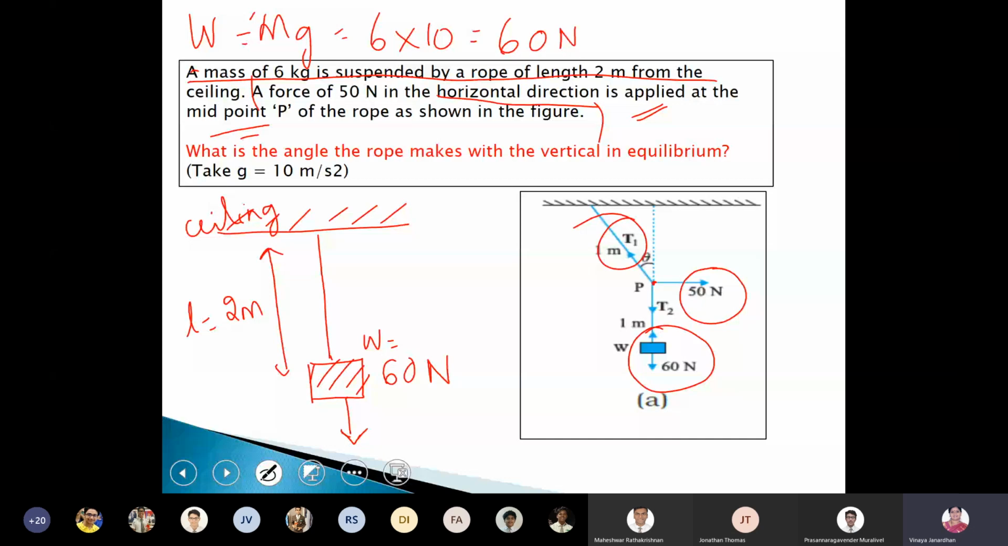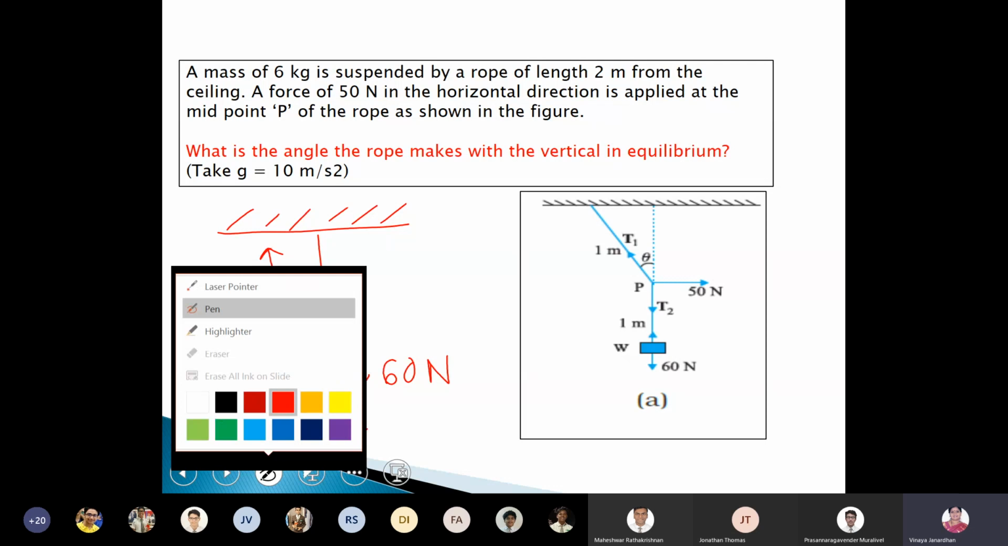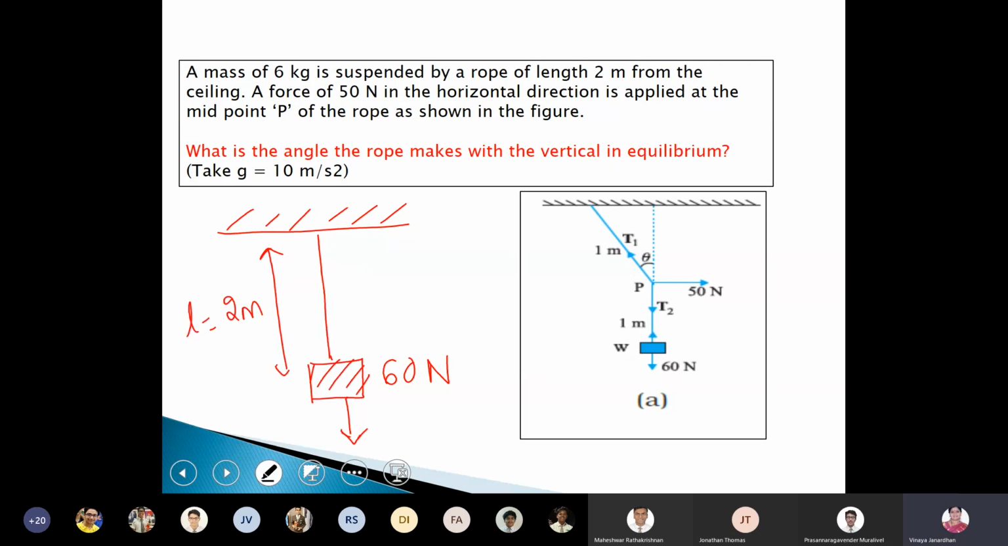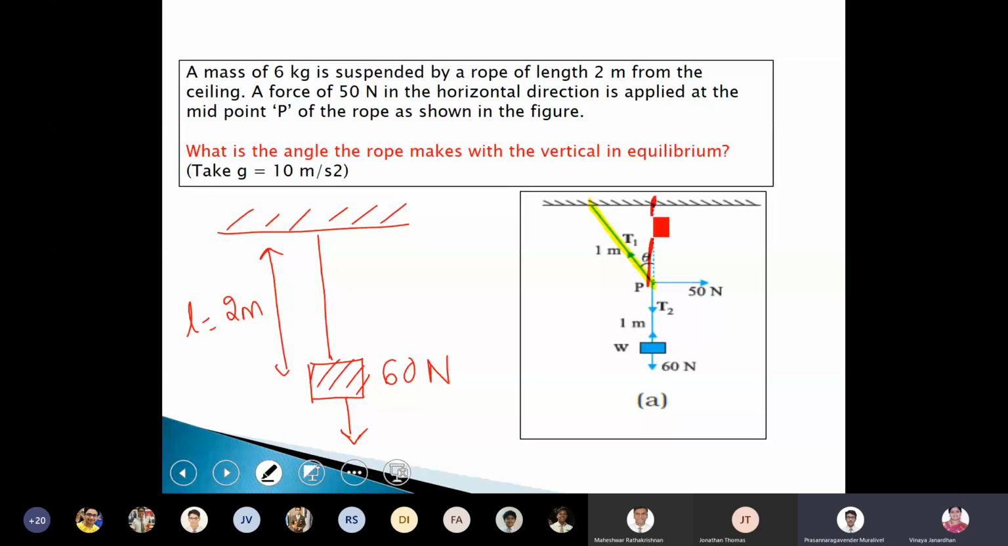Fine. Now the question is, what is the angle the rope makes with the vertical? I'll go for the highlighter. This part of the rope, and can you identify the dotted line? Yes, ma'am. So the rope is going to make an angle theta with the vertical.